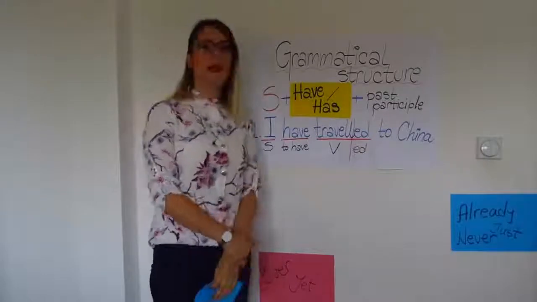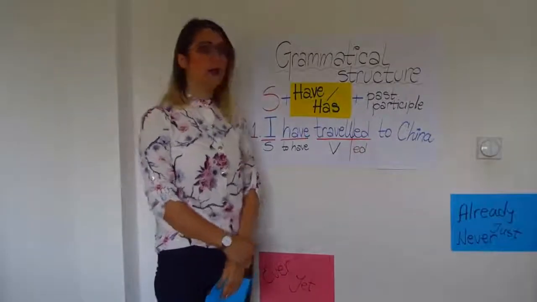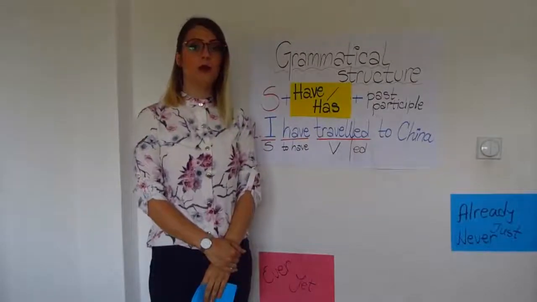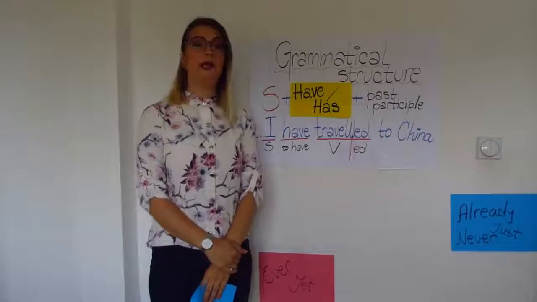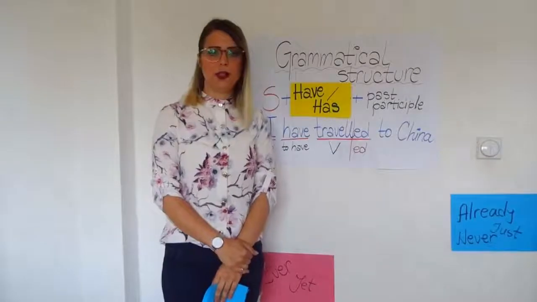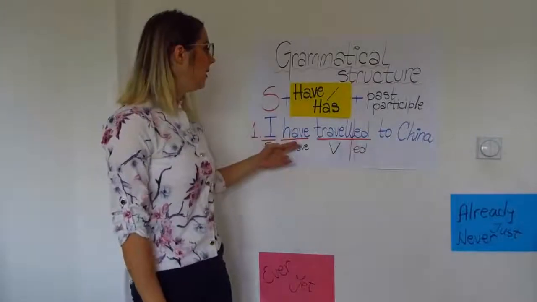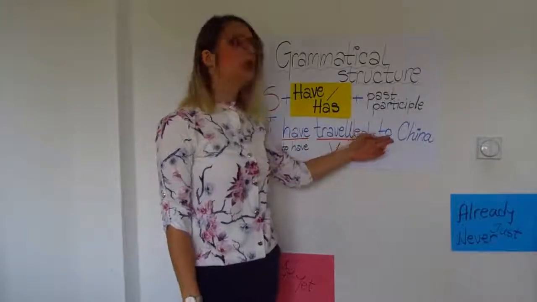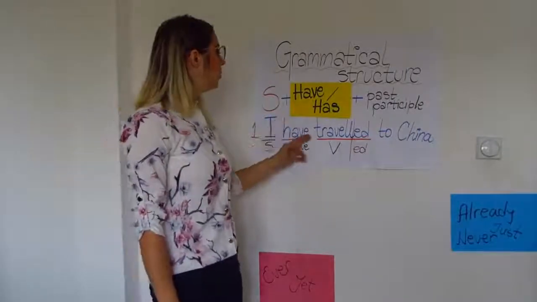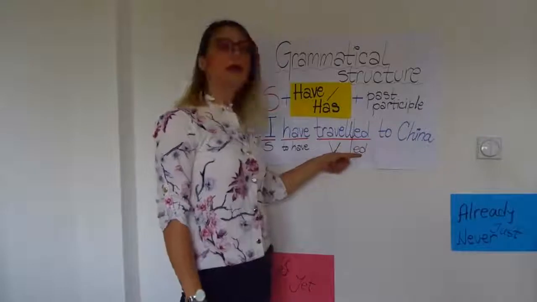You remember that have or has is an auxiliary verb or helping verb. But what about past participle? We add ed to the base form of the main verb. Or, if the verb is irregular, we use the third column of the list of the irregular verbs. Let me show you the example. I have traveled to China. We have subject I, we have auxiliary verb to have, and we have the main verb with ed ending.